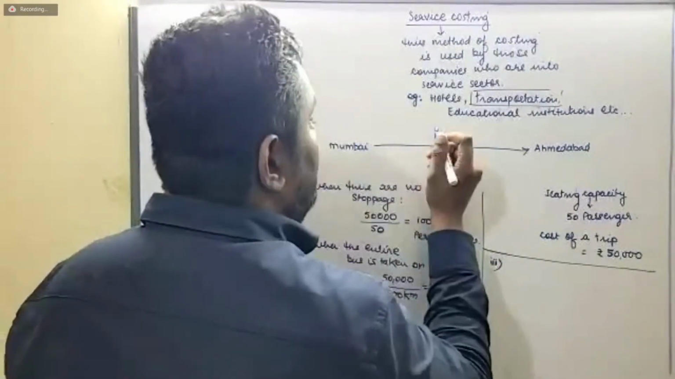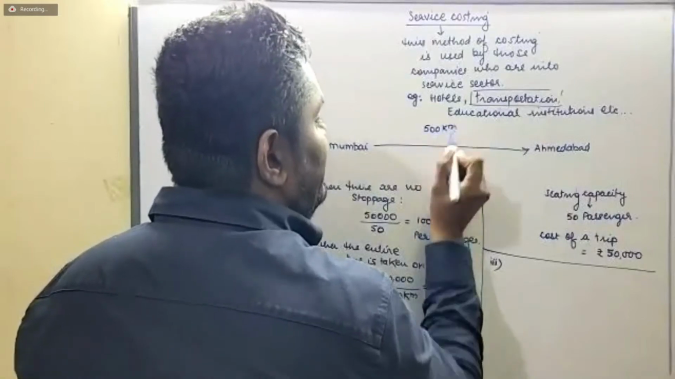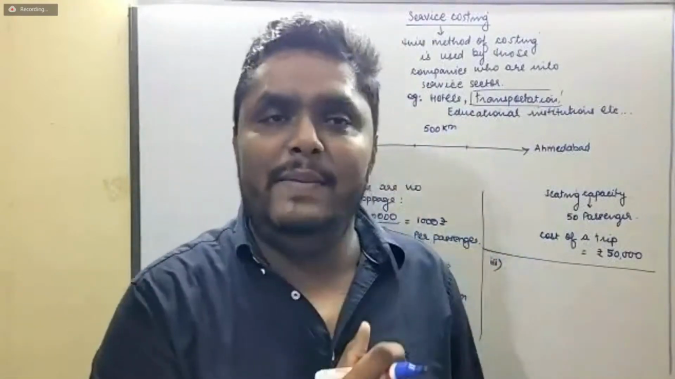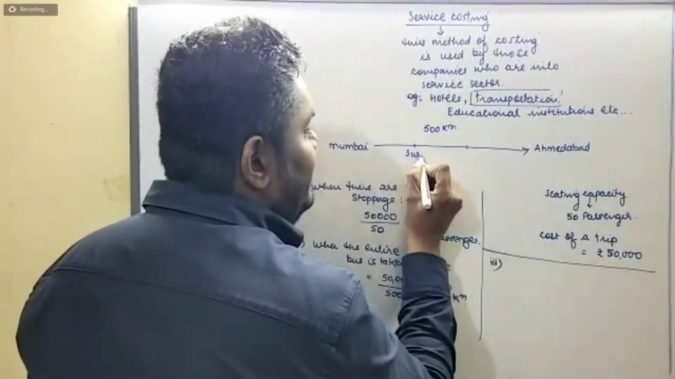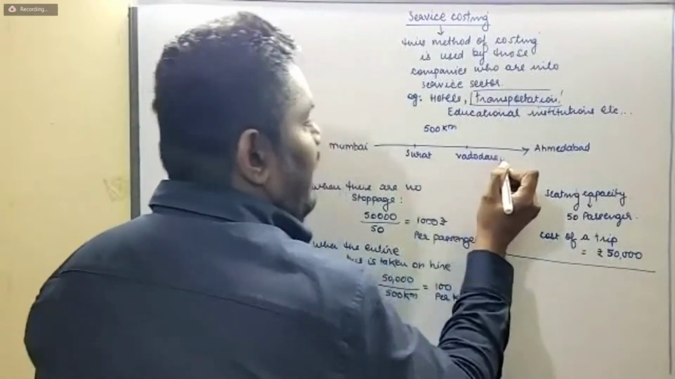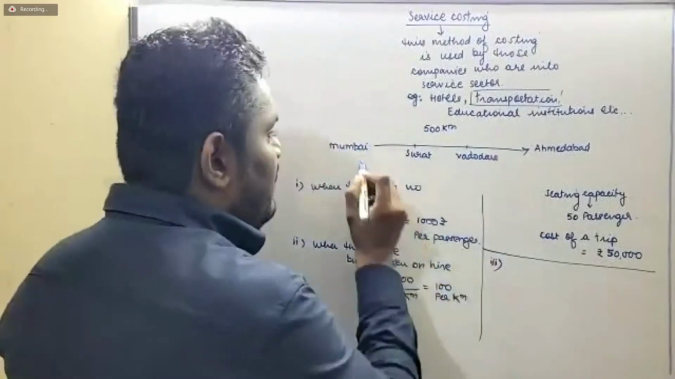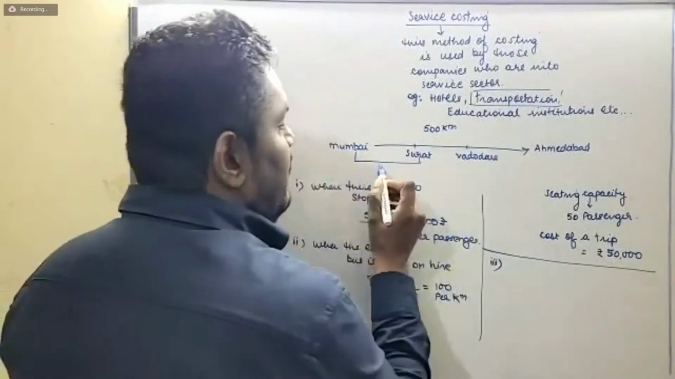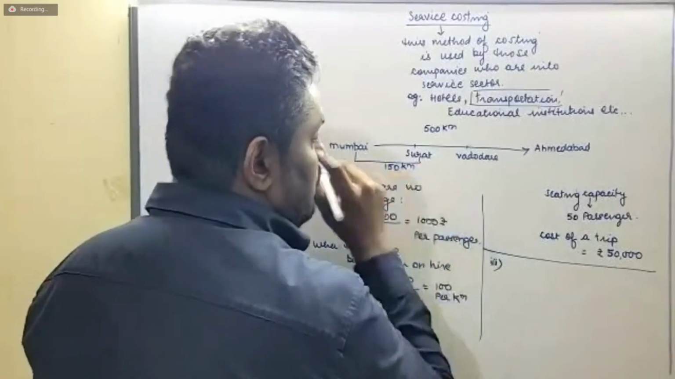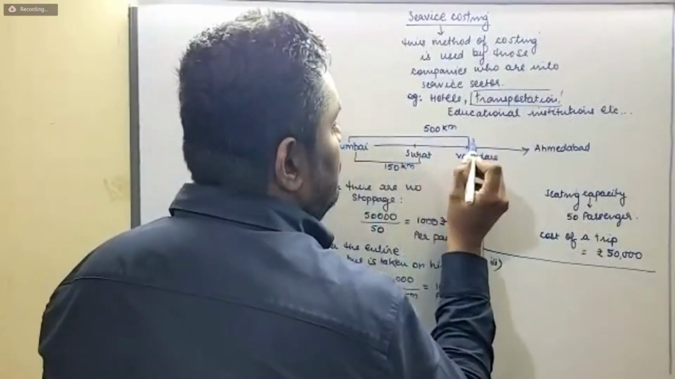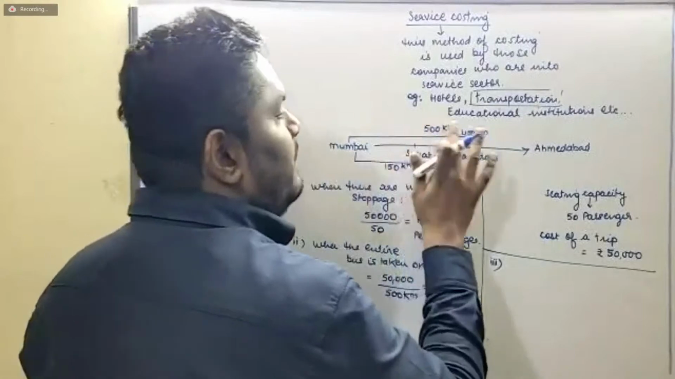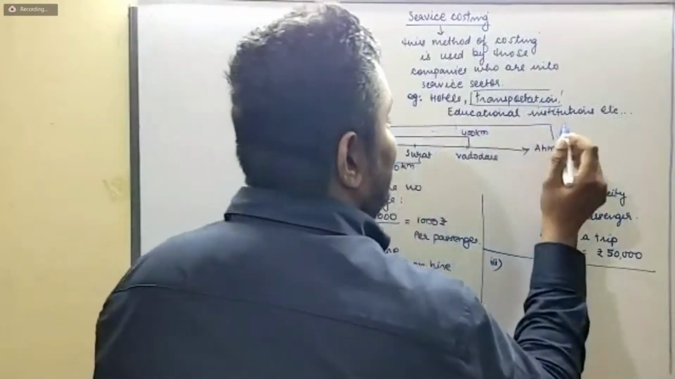Now, let's say the distance from Mumbai to Ahmedabad is 500 kilometers. The bus takes an intermediate halt. The bus takes a halt in the intermediate station. Let's say Mumbai to Surat, it takes the first halt, then Vadodara the second halt, and finally the bus reaches Ahmedabad. The distance from Mumbai to Surat is, let's say, 150 kilometers. From Mumbai to Vadodara, let's say it is 400 kilometers. And from Mumbai to Ahmedabad, as I've already told you, let's say it is 500 kilometers.